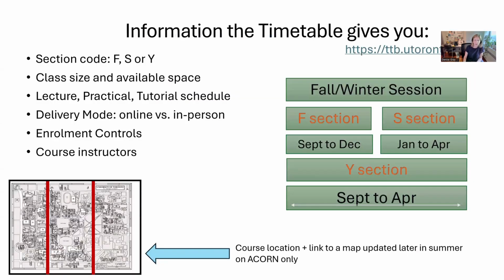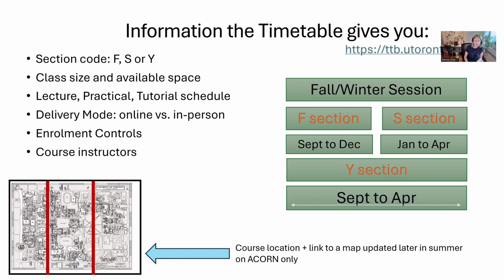All right. So information that the timetable gives you, things like whether the course is offered in the first semester or the second semester. If it's a half credit course, like an H course, you need to know, is it going to be offered in September, or does the course start in January? Or is it a year-long course? Does the course start in September and end in April?